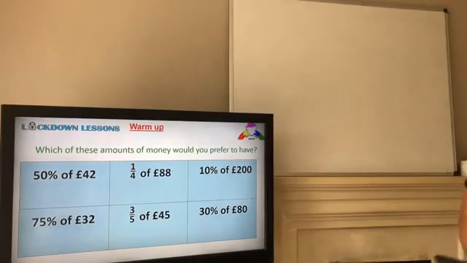Okay, so let's see if you can remember what we did last lesson about finding percentages. So you need to work out the value of each one. Do you know where my fingers are on the pages? Start on your page.